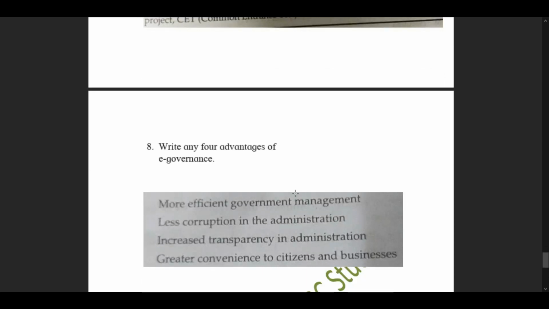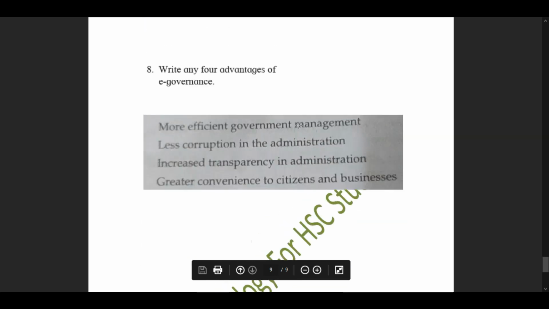Write any 4 advantages of e-governance. E-governance gives us a more efficient government management, less corruption in the administration, increased transparency in administration, greater convenience to citizens and businesses. So understanding here, this is the first pointer, this is the second pointer, this is the third pointer, and this is the fourth pointer. And accordingly, we have come to an end of this exercise.